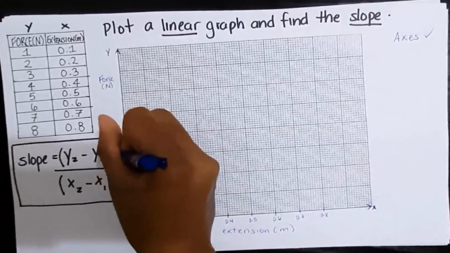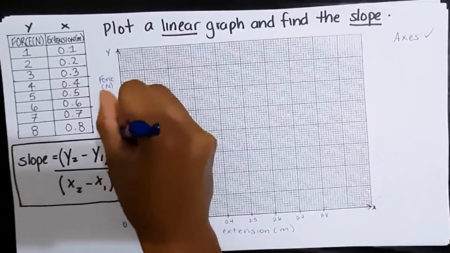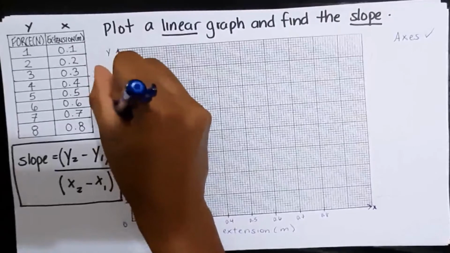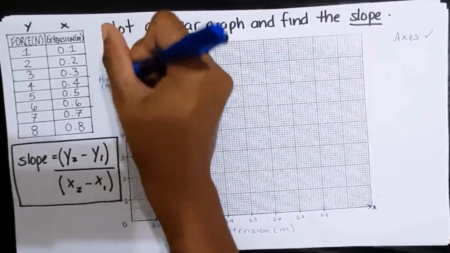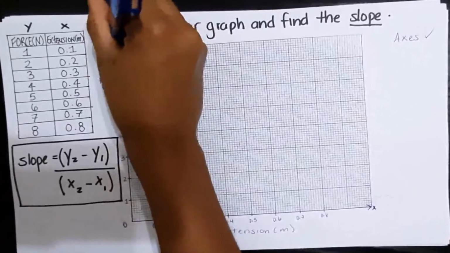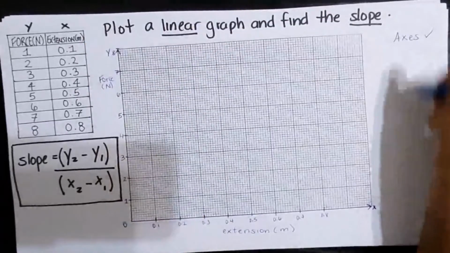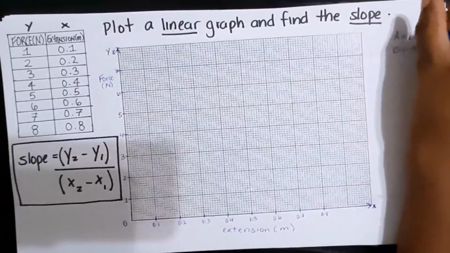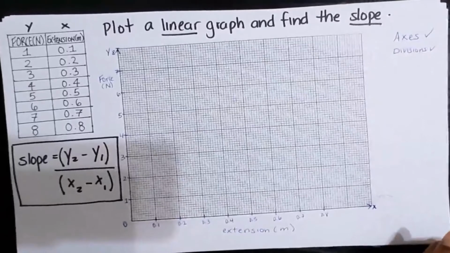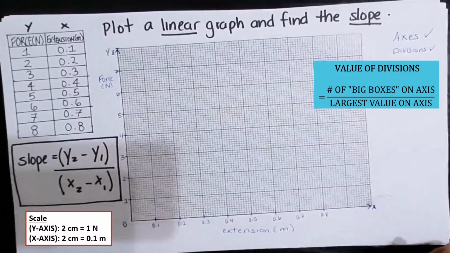For the y-axis, we would divide 8 by the 8 boxes and we would get 1. So that means that one big box is equal to 1 Newton. For the x-axis, we would divide 10 big boxes by 0.8. That would give us 0.1 to the nearest tenth. So each big box would be 0.1 meters.